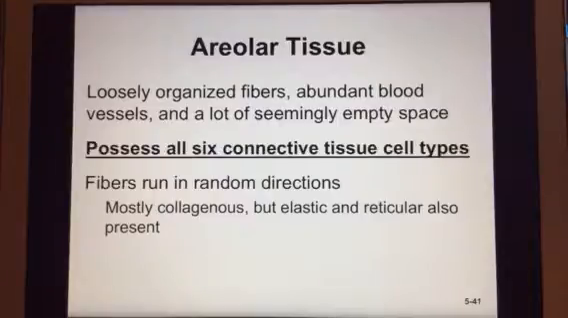Okay, so here we go with each type. We'll talk a little bit about it and have a picture. And again, these are the types that you're going to be working through in the lab. So the first and probably the easiest to recognize is areolar tissue. It's very loosely organized fibers, has lots of blood vessels, and it seems like a lot of empty space. Sometimes this is just called loose tissue, but it is technically called areolar. It has lots of different cells, 6 different cell types in there.